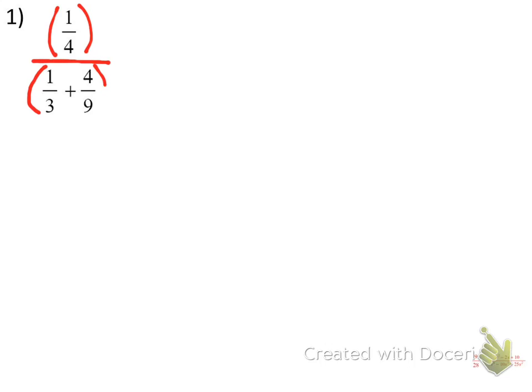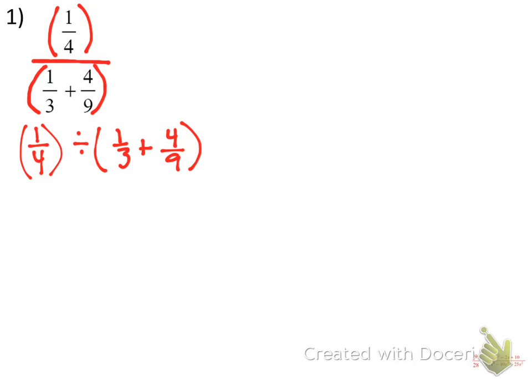And on the bottom, we could put parentheses on the outside too, okay? So this is really like saying this parentheses divided by this parentheses, okay? So let's rewrite the problem. You'll rewrite it as 1/4 divided by 1/3 plus 4/9. Okay? Now we're looking at it sideways. It's the same problem. It's 1/4 divided by 1/3 plus 4/9, right? Just written out long ways, okay?